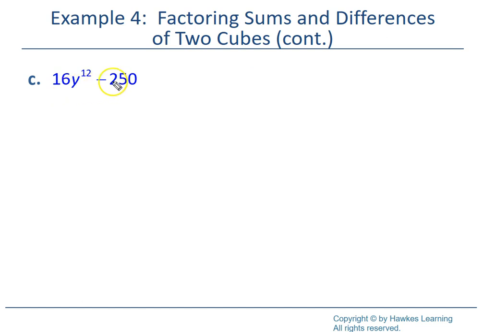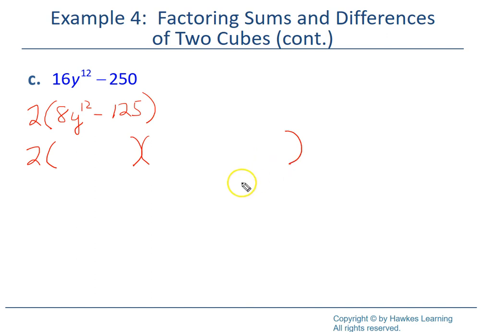Now, as we look at this one, 16 is a perfect square, but not a perfect cube. And this is even, and this is even. So we can actually take a 2 out of here first, and we need to. So this becomes then 8 y to the 12th minus 125. Now, these are perfect cubes. So a parenthesis for 2, a parenthesis for 3. Our sign is negative here. Over here it's going to be positive.